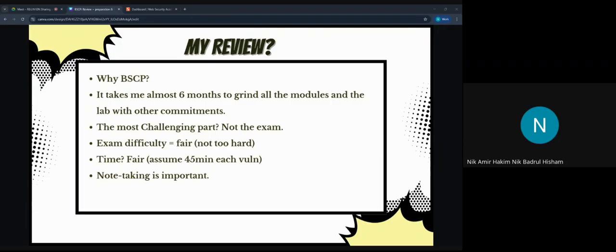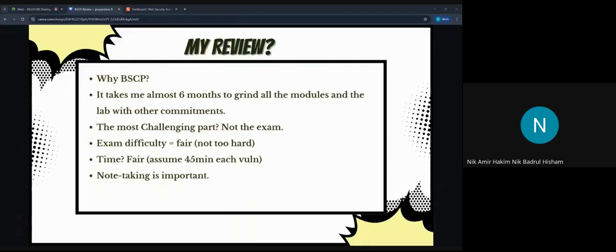So the exam difficulty, I will say it's fair, not too hard for a beginner. The exam gives you 4 hours to solve two applications with 3 stages for each vulnerability. So it has a total of around 6 vulnerabilities, and you cannot skip a vulnerability. For example, they have stage 1, stage 2, and stage 3. You cannot skip a stage. If you skip a stage, you are not qualified, but it's not easy to skip because you need to follow all the stages in order to get the final flag.